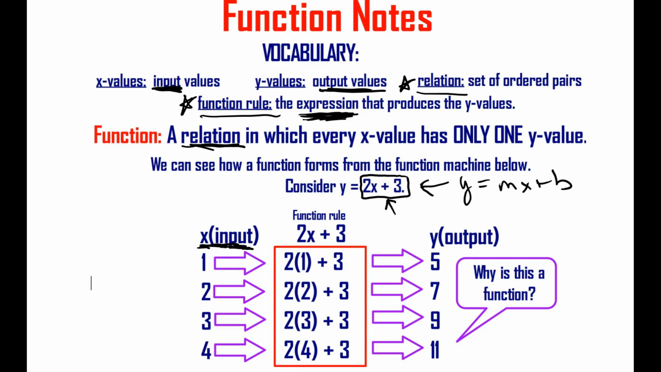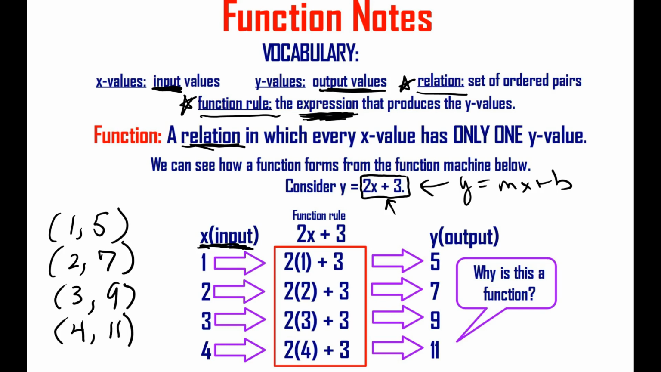Why is this a function? So, what is a function? A function is a relation in which every x value has only one y value. What's a relation? A relation is a set of ordered pairs. So, if I have an x and a y, that means I have a set of ordered pairs. What are the ordered pairs? We're going to write this down. The ordered pairs are (1, 5), (2, 7), (3, 9), and (4, 11).